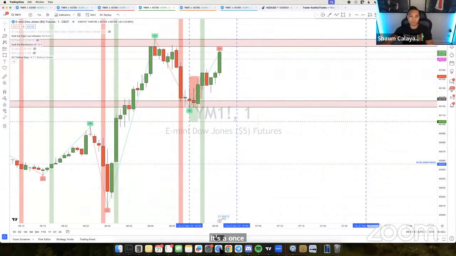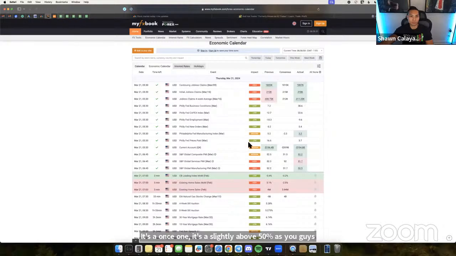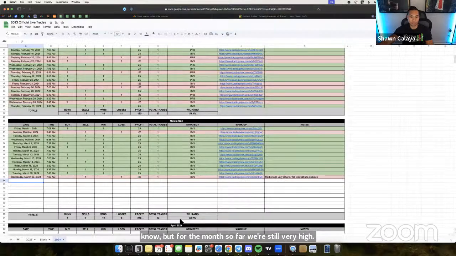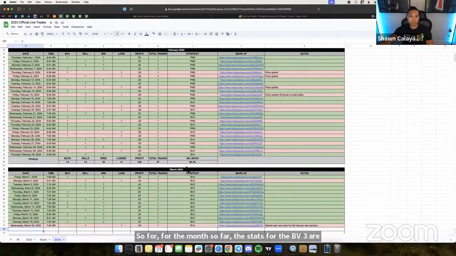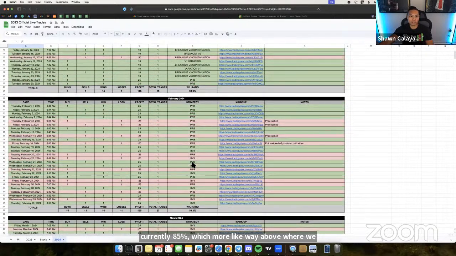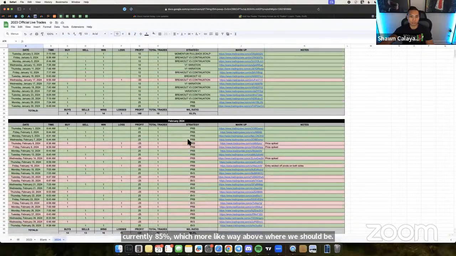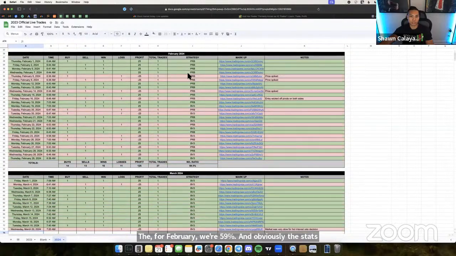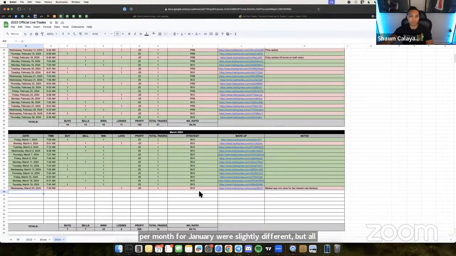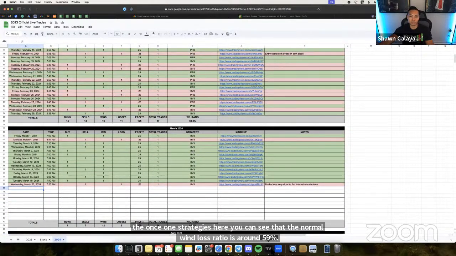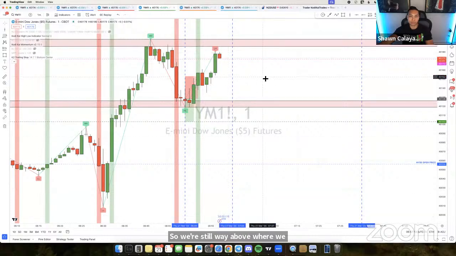But for the month so far, we're still very high. The stats for the BB3 are currently 85%, which is way above where we should be. The stats for February were 59%, and obviously the stats for January were slightly different. But for all of the 1-to-1 strategies here, you can see the normal win-loss ratio is around 59%. So we're still way above where it typically would be with regard to the win rate.